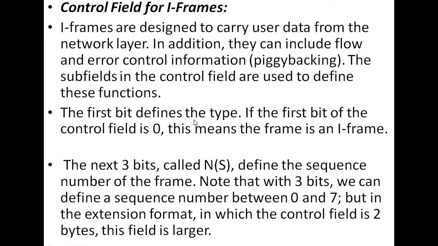What is that? The first bit defines the type, as I have told you. If the first bit of the control field is 0, this means the frame is an I-frame. The next 3 bits, called N(S), define the sequence number of the frame. Note that with 3 bits we can define a sequence number between 0 and 7. That means the 8-bit format, the 1 byte format. But in the extended format, the control field is 2 bytes, so this field is larger.